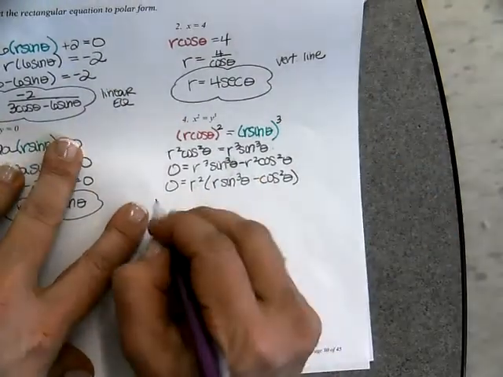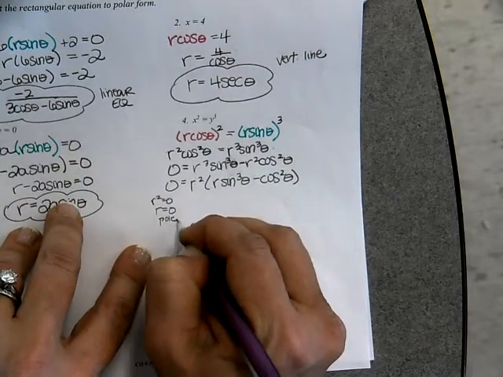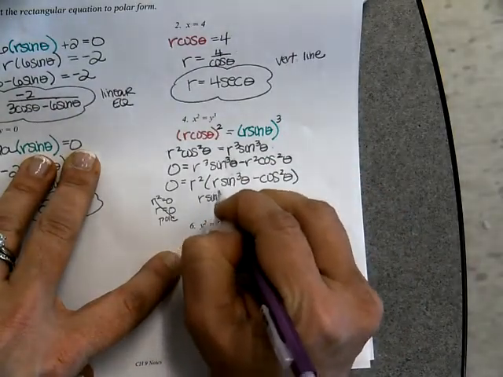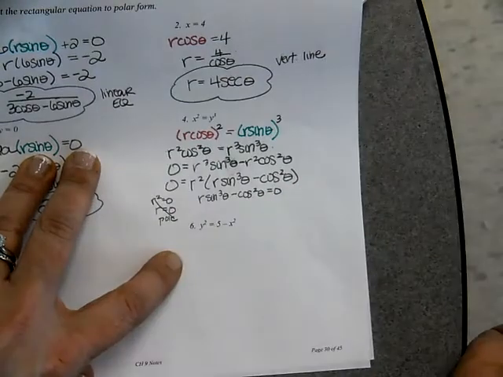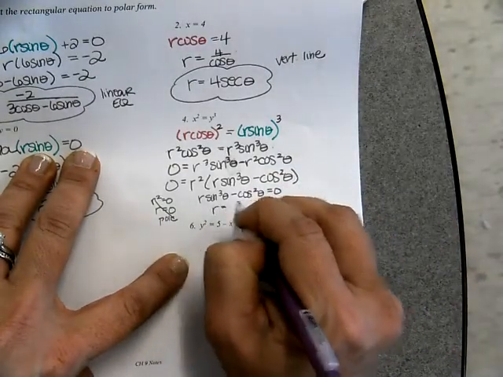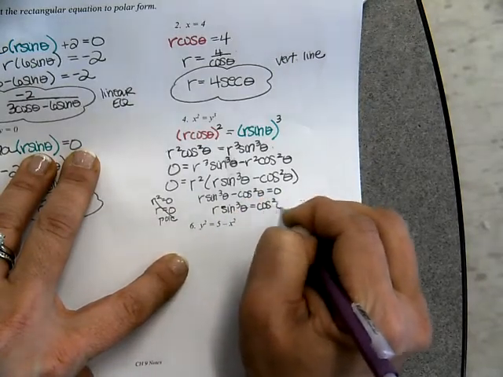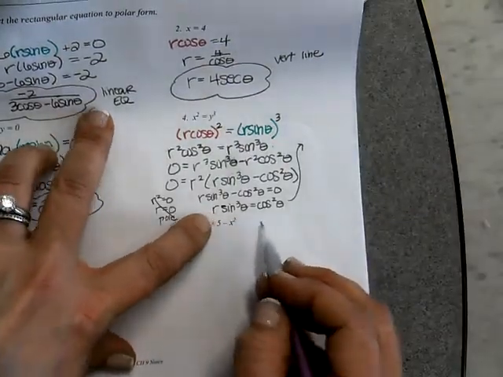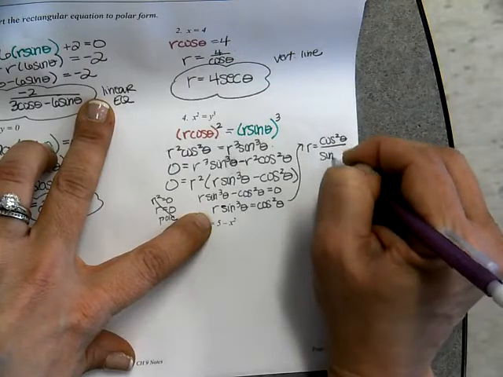So if we have r squared equal to 0, then again we have r equals 0, and that's the pole, so we just disregard it. Now we also have r sine cubed theta minus cosine squared theta equal to 0. So we can add cosine squared theta to each side. Clearly I wrote too big. And then to isolate the r, we could put sine cubed theta in the denominator.